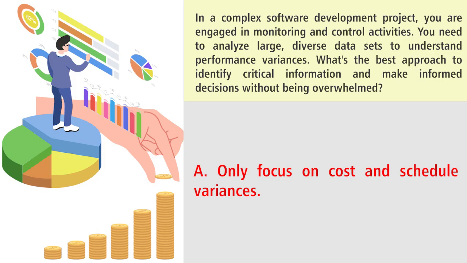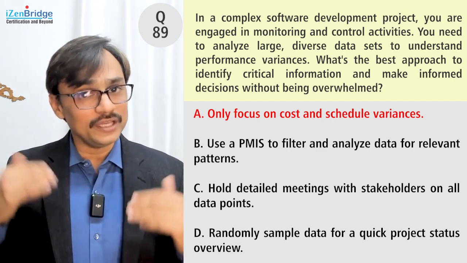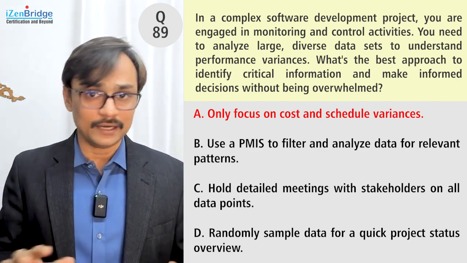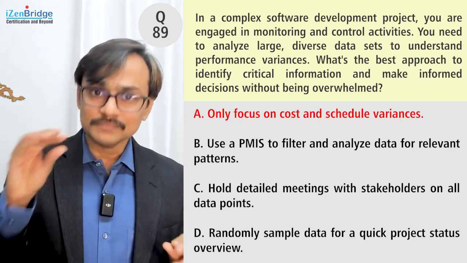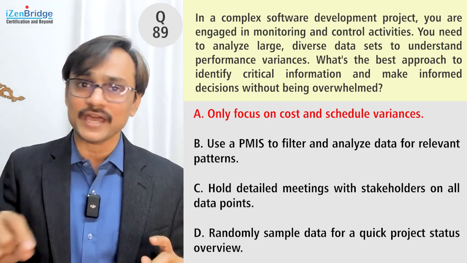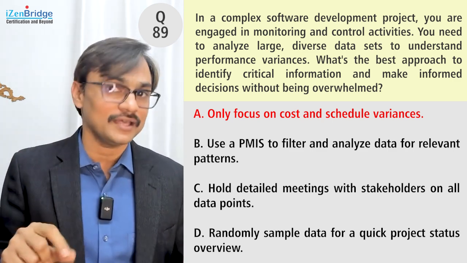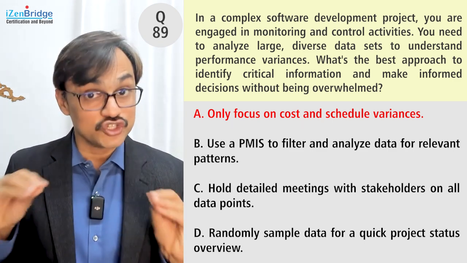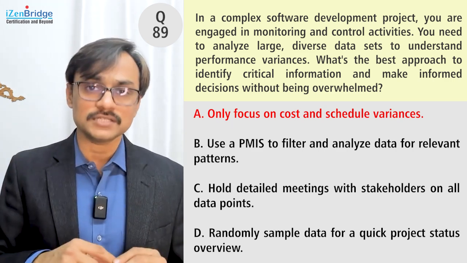Option A, only focus on cost variance and schedule variance. Only focusing on two metrics without even knowing the whole project context is not a good idea. Many of you might be tracking cost and schedule only all the time, but usually people do track risk, issues, customer escalations, and the amount of rework we are generating. So there could be other aspects which are also getting analyzed. I can't just focus on cost and schedule.